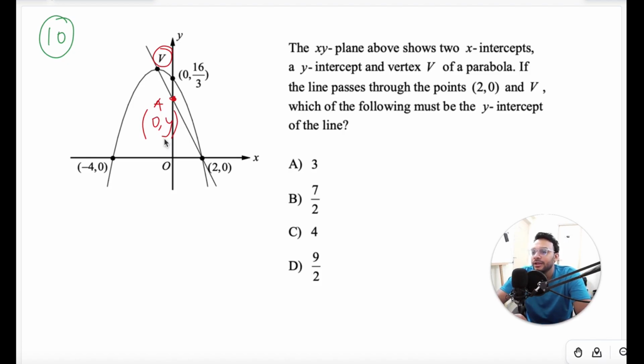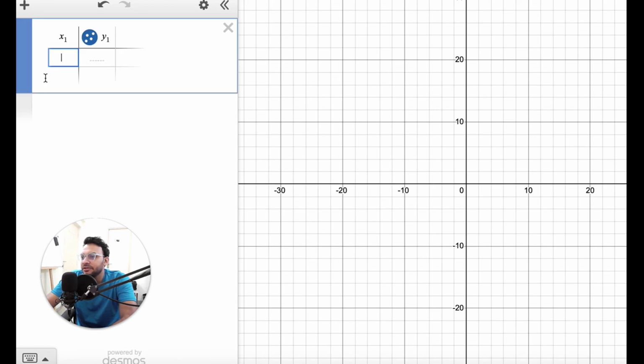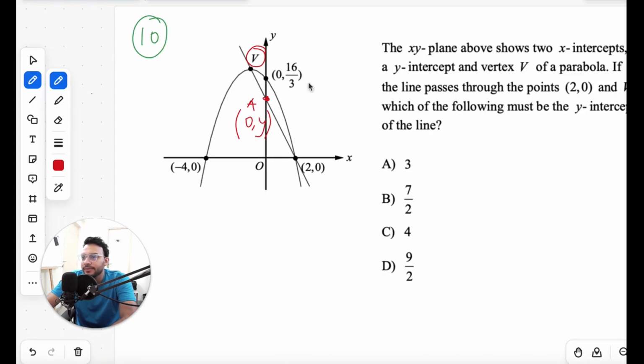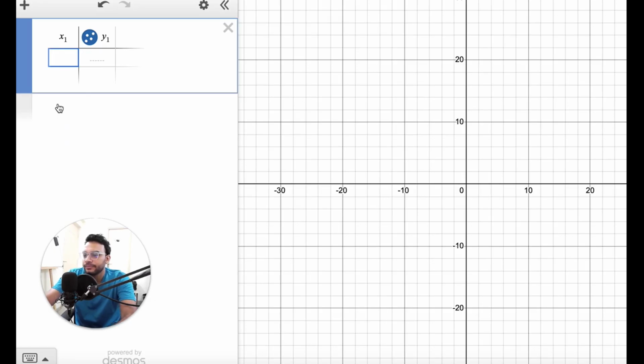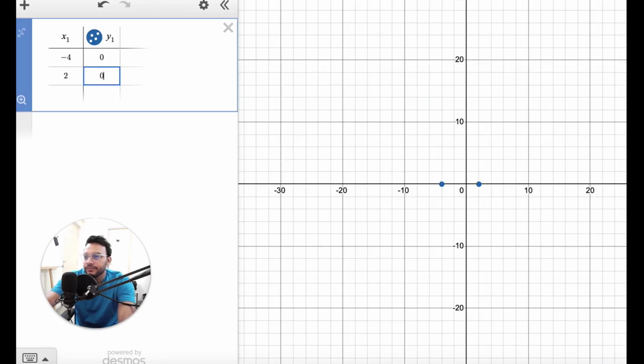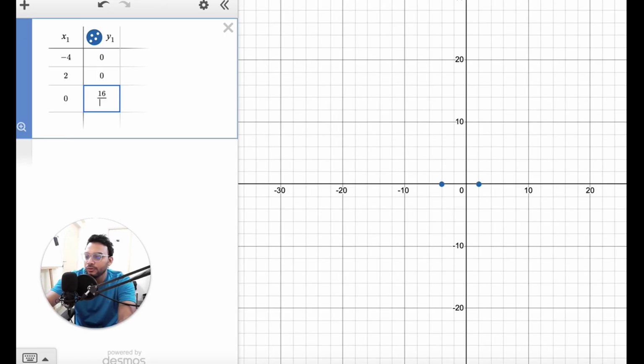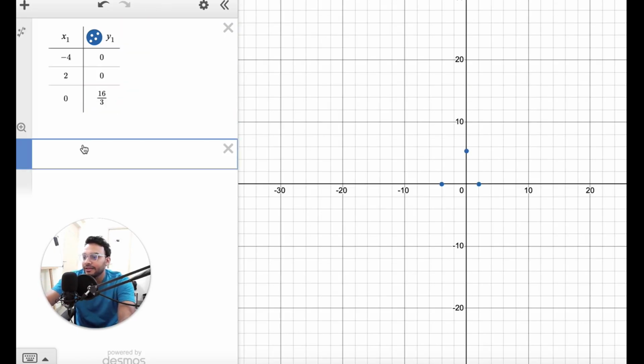So in this question, don't waste a single second trying to solve anything on your own. Head straight to Desmos. This is a classic question for Desmos. Okay, let's go. So we have 3 points given for the quadratic function. Let's insert them in the table here. So the points are negative 4, 0, then 2, 0, and then there's another point given for the y-intercept, 0, 16 over 3. Okay, let's quickly run the regression.